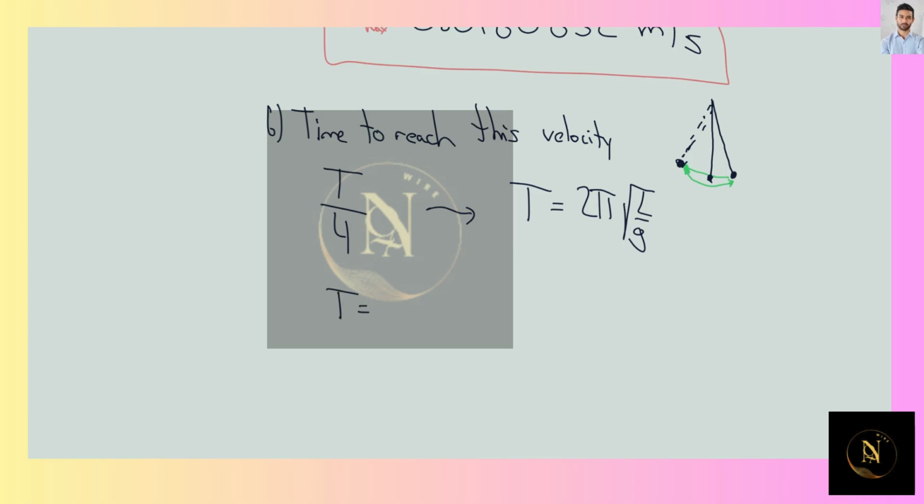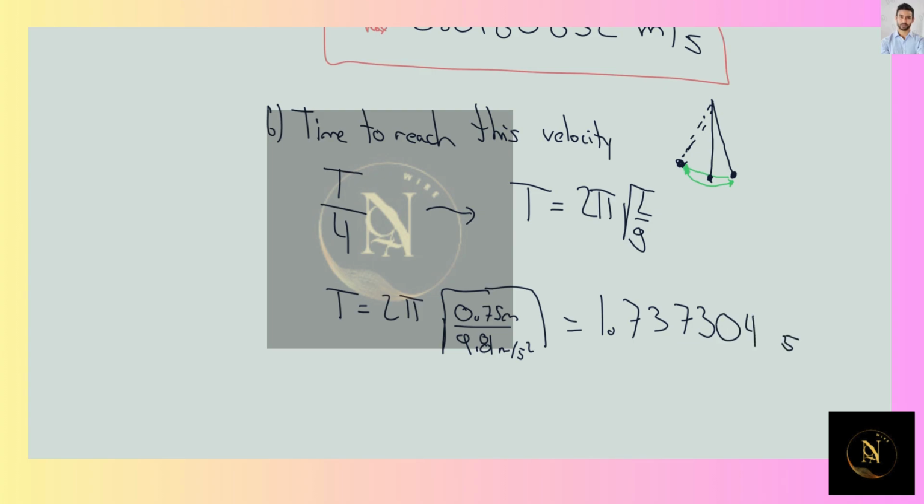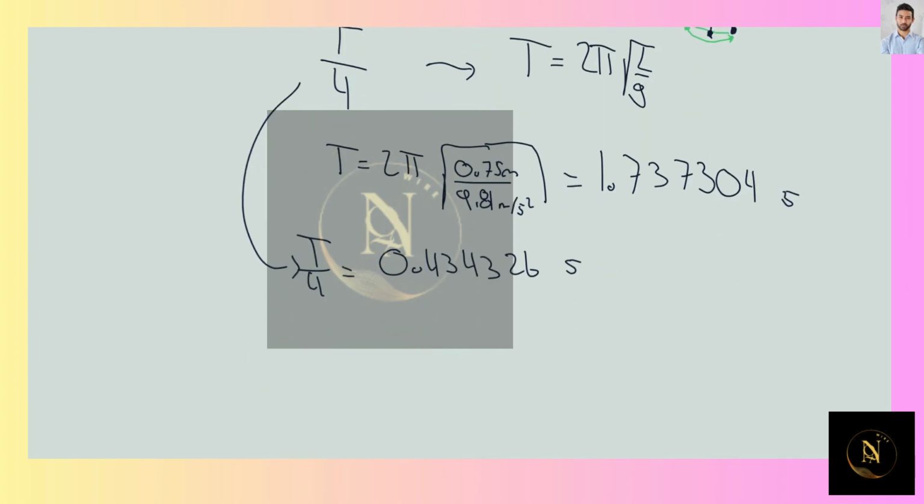So the period of oscillation would be 2 pi times the square root of the length, 0.75 meters, over 9.81 meters per second squared, which gives us 1.7304 seconds. And taking the value of T divided by 4, this is going to give us 0.4326 seconds. And this is going to be the time for maximum velocity.